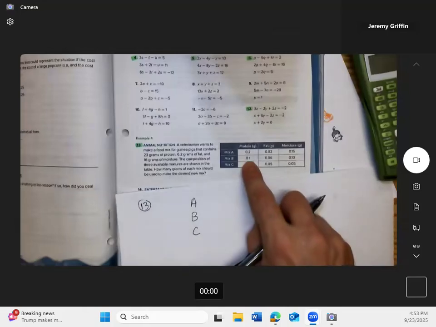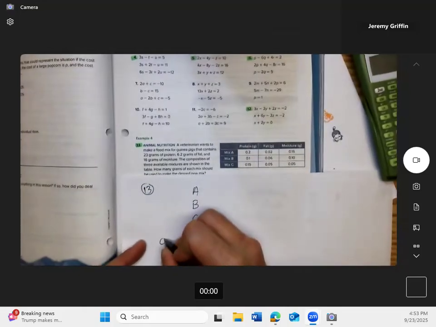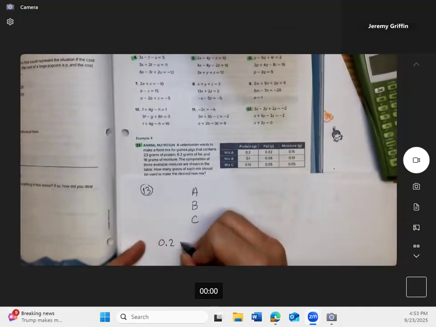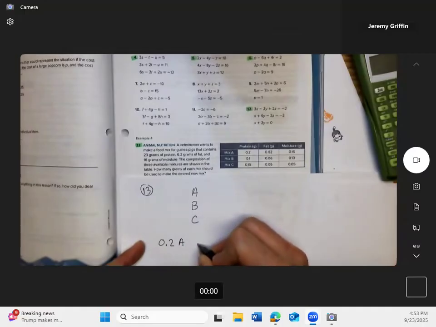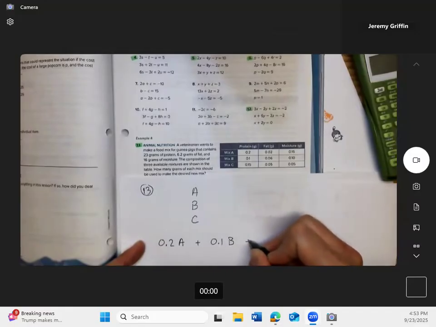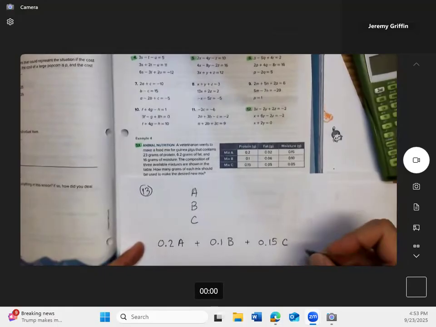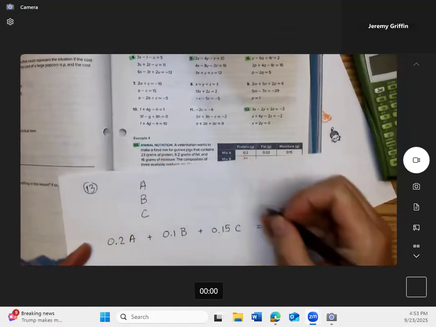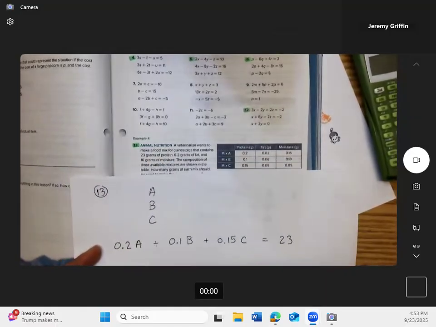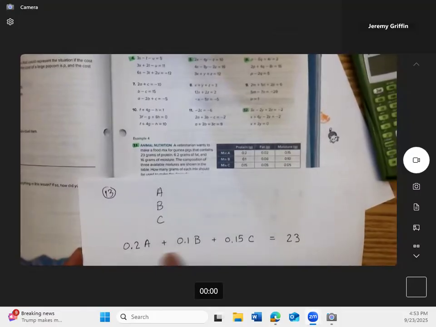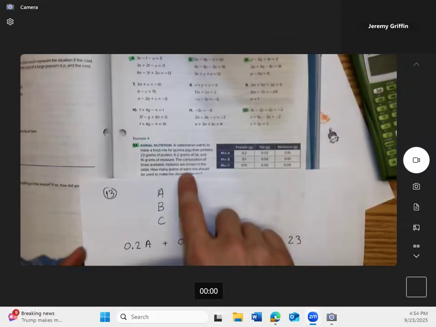All right, so I know in terms of protein, if I do 0.2 grams of protein times the amount for mix A, plus 0.1 grams of protein for the amount of mix B, plus 0.15 grams protein times the amount of mix C, that has to come out to 23 grams total. The grams per mix times the amount of mix gives me the total grams. So that's the protein equation right there. Now the variables are how much of each mix. Then how about fat?